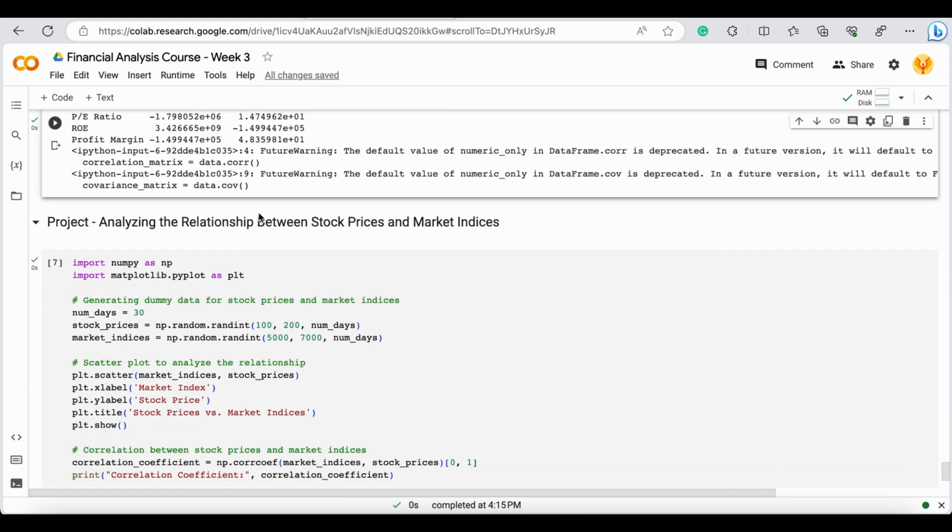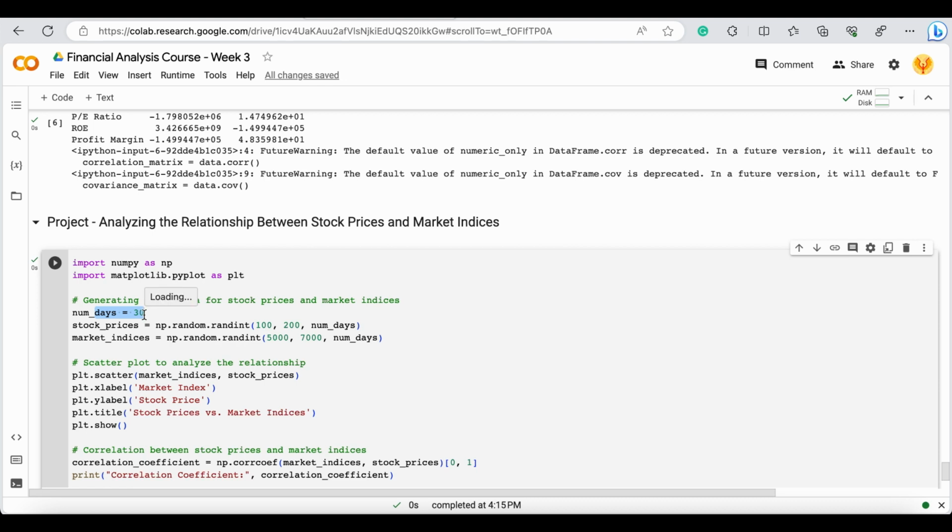Okay, so next is our project. In this project, I will analyze the relationship between the stock market and market indices. I created 30 days of data, and then built random data for the stock prices and random data for the market indices. I want to know what the relationship is between these two if I build a plot.